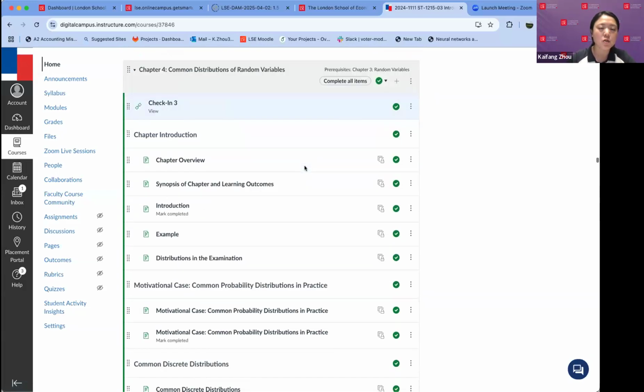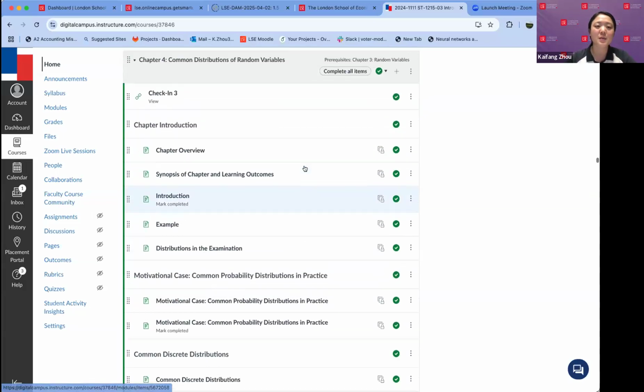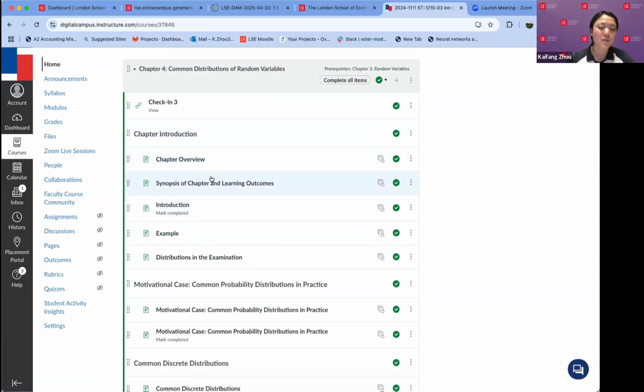And then chapter 4 comes with the common distributions of random variables. In chapter 3, you understand what random variables are. In chapter 4, we introduce some common distributions that we often use in real life. What does this mean? This means that all the common distributions covered in chapter 4, you need to memorize. You need to remember their form for your exam, except the normal distribution.